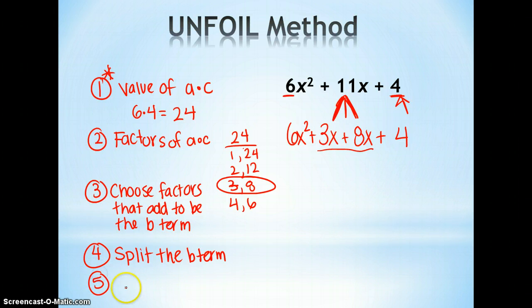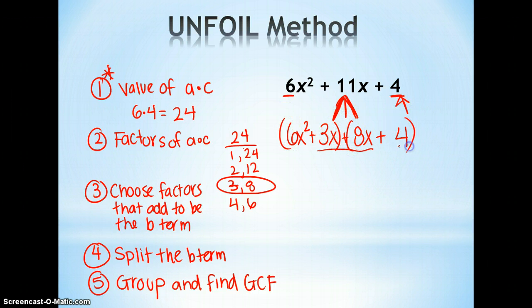Step 5 is to group and find the GCF of each group. So if I group my first set of numbers and find the GCF, that's going to be 3x. And what's left in the parentheses would be 2x plus 1. In my second group, what can I take out of 8x and 4? Well, I could take out a 4. What am I left with? I took out a positive 4. I'm left with 2x plus 1.